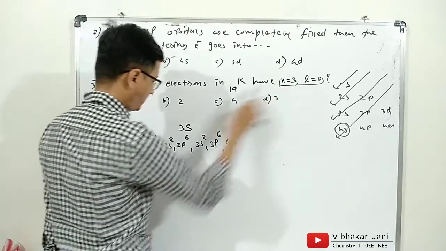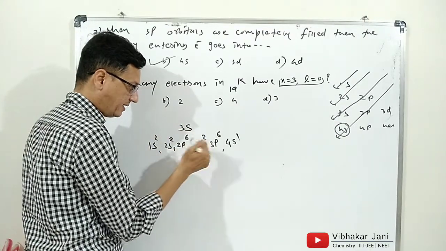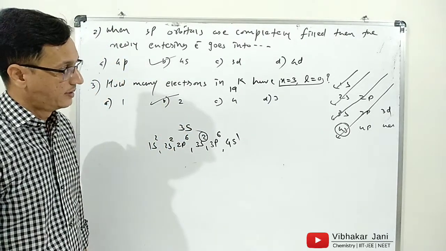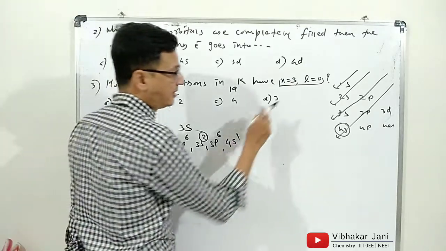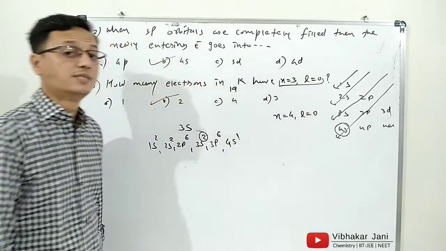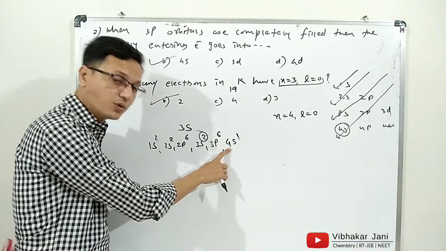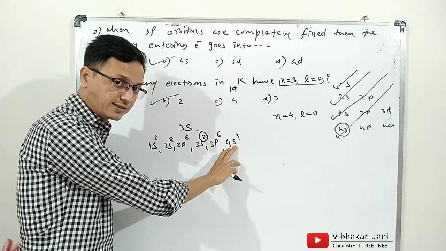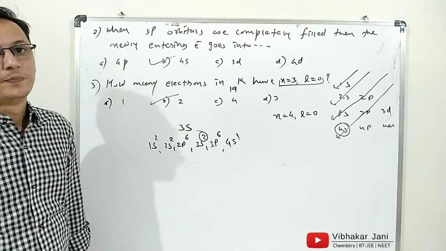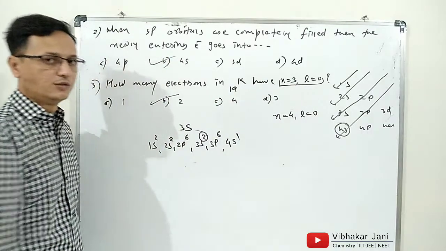But here n is equal to 3 and l is equal to 0, that means it indicates the s orbital, 3s, and the 3s orbital is having 2 electrons, so B is the correct answer in this case. Suppose the question is altered and instead of n equal to 3 we are asked n equal to 4 and l equal to 0, then our answer will be 1, because n equal to 4 is the 4th orbit and l equal to 0 is the s orbital. So 4s contains only 1 electron in case of potassium. So then our answer will be 1. But here as n is 3, the answer is 2.